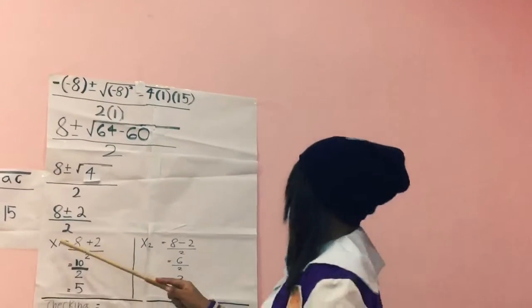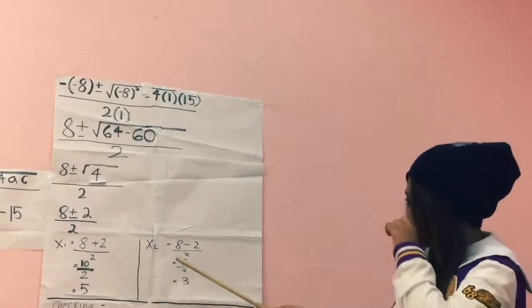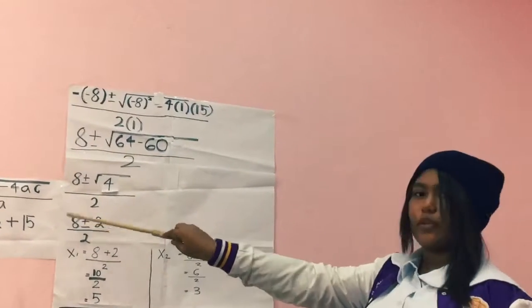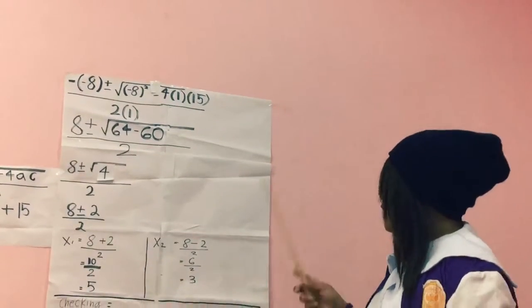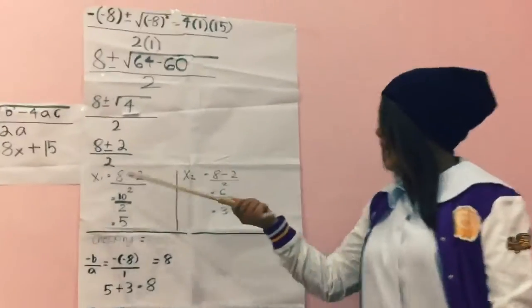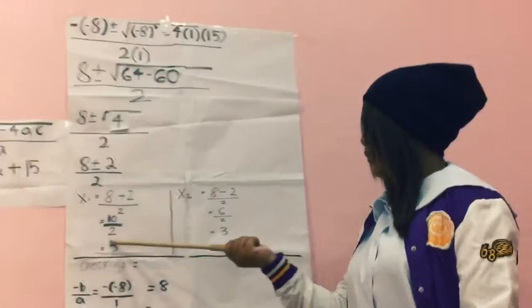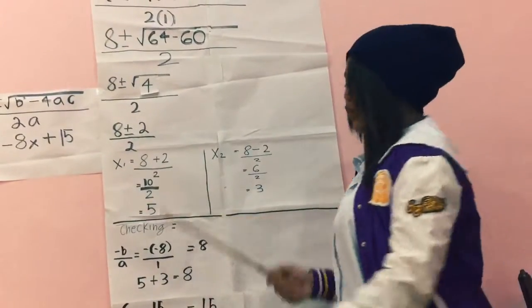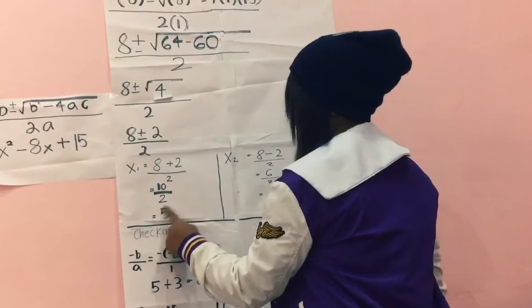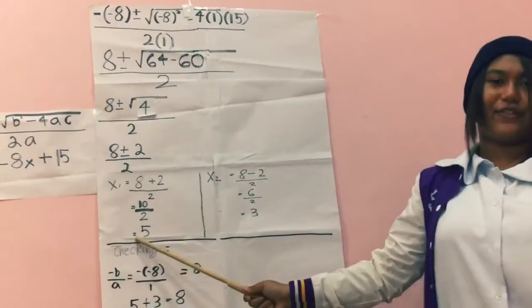Now the roots. There is x1 and x2. Let's start first with plus, since it is on the top part, not the lower part. So, x1, 8 plus 2 over 2. 8 plus 2 equals 10, then over 2. Then you will divide. So it's 5.